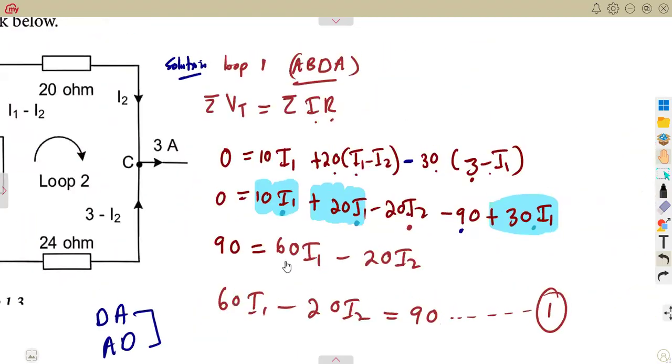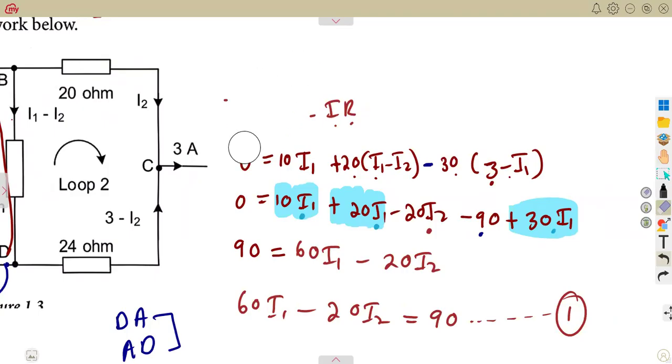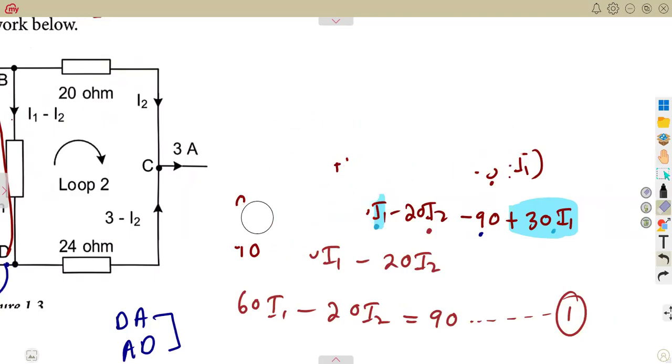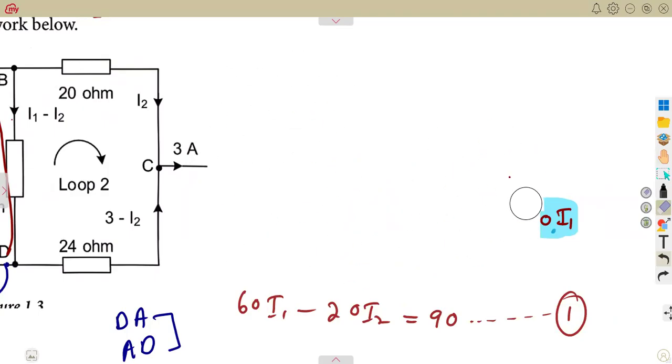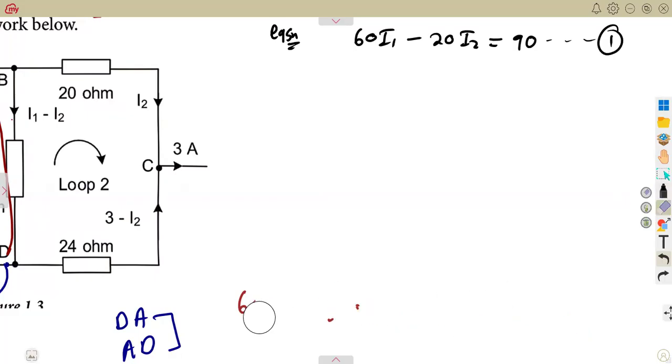All right, so for the sake of using our diagram here, I'm just going to remove this and have our equation so that it does not affect us moving this and that. So we saw that equation 1, we obtained 60 I1 minus 20 I2, which is equal to 90. All right, so this is our equation 1. Let's formulate equation 2. Using which loop?